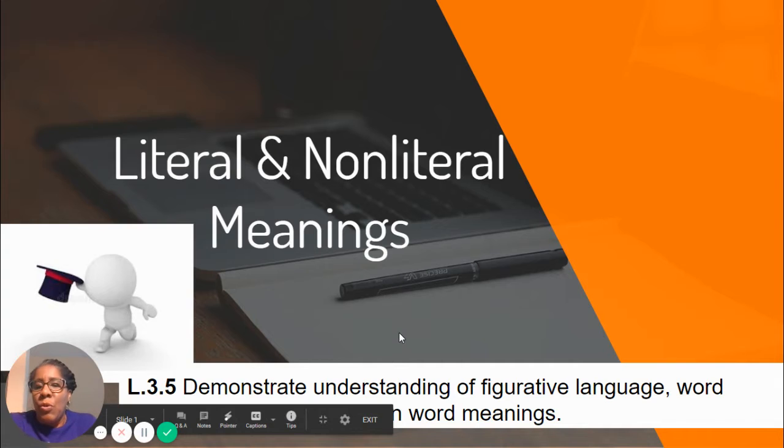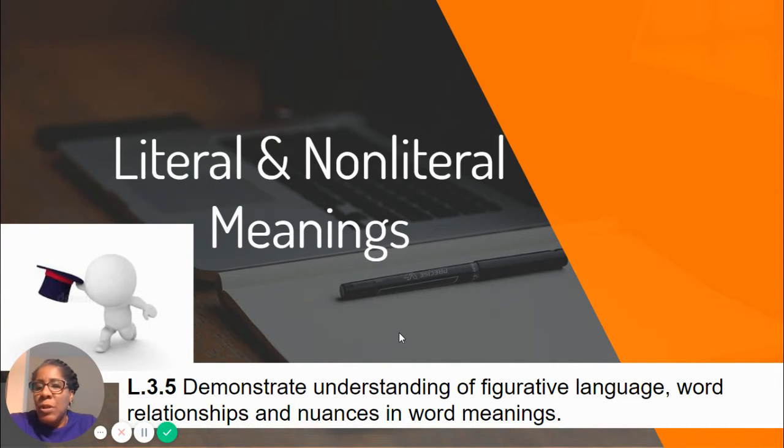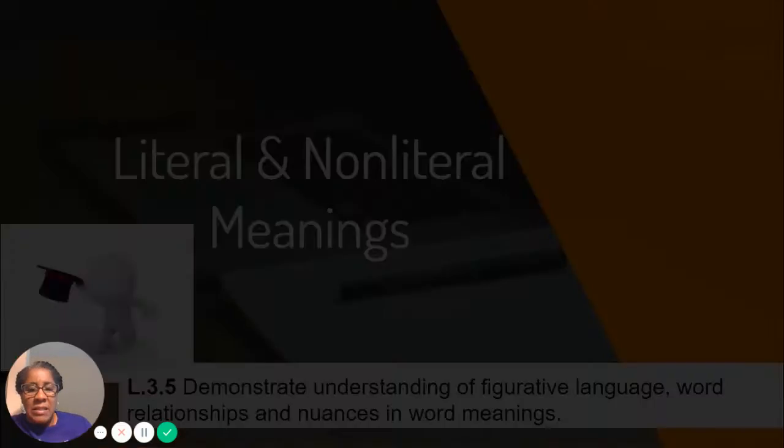Today we're just going to go through and focus on literal and non-literal meanings. As we focus on that, at the end of it, you should be able to demonstrate an understanding of figurative language, word relationships, and nuances in word meanings. So basically, what this is saying is that at the end of this, you should be able to understand whether or not when a writer or an author writes something, they mean that information in the literal sense or the non-literal sense.